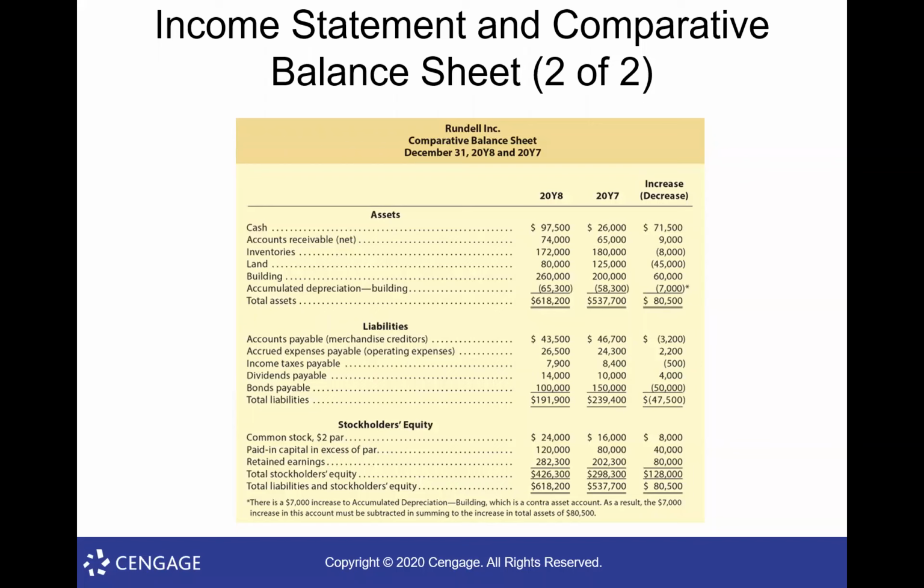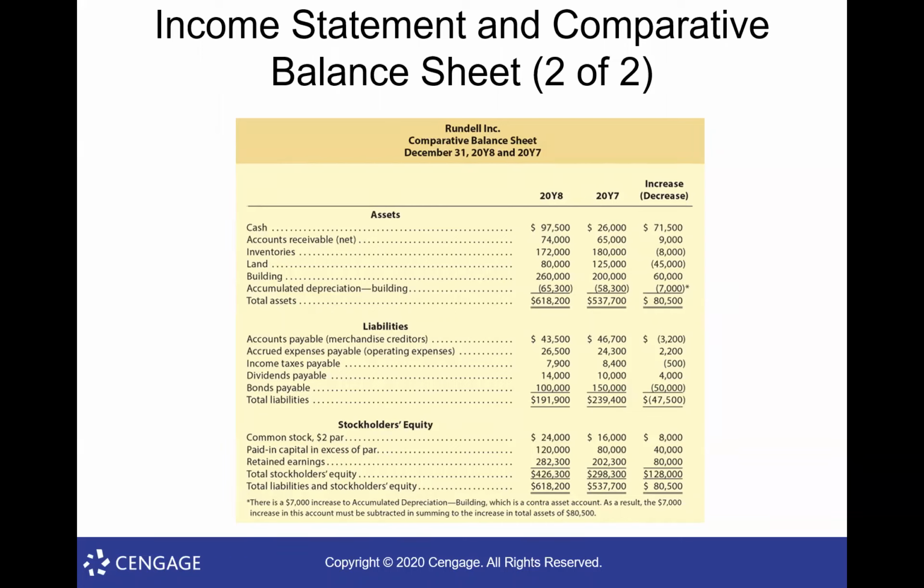Their liabilities: accounts payable went down, accrued expenses went up, income taxes payable went down a little, dividend payable went up a little, bonds payable went down a little. So not only did their cash go up, but they've paid off debt. They have 47,500 less debt than they had. I'm liking their financial position right now. There's good things happening, but how did they fund it?